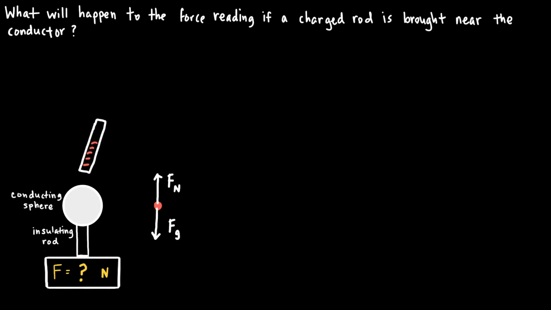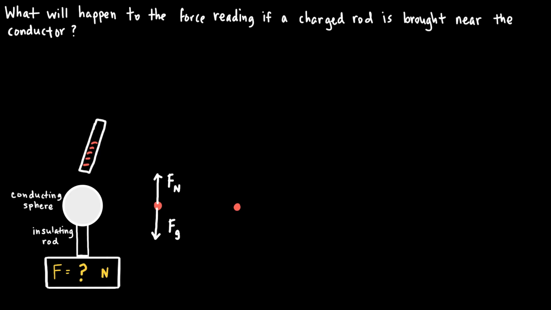Now let's look at what happens when we bring the charged rod nearby. Let's draw the second free body diagram. First, I would like to point out one thing, and that is I'm intending for the conducting sphere to be neutral. And so when the charged rod is brought nearby, I also want to stipulate that there's no exchange of charge between the two objects.